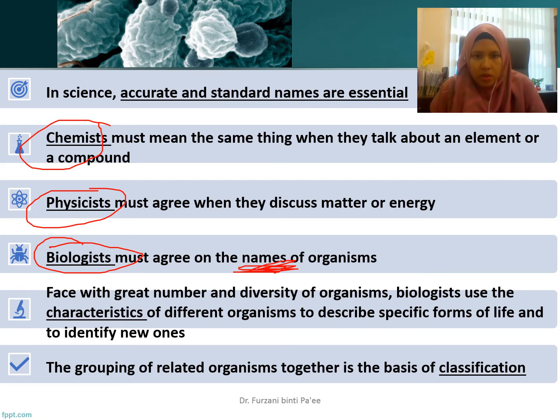Okay, so when we have a great number and diversity of organisms, biologists use the characteristics of different organisms to describe the specific forms of life and to identify new ones.